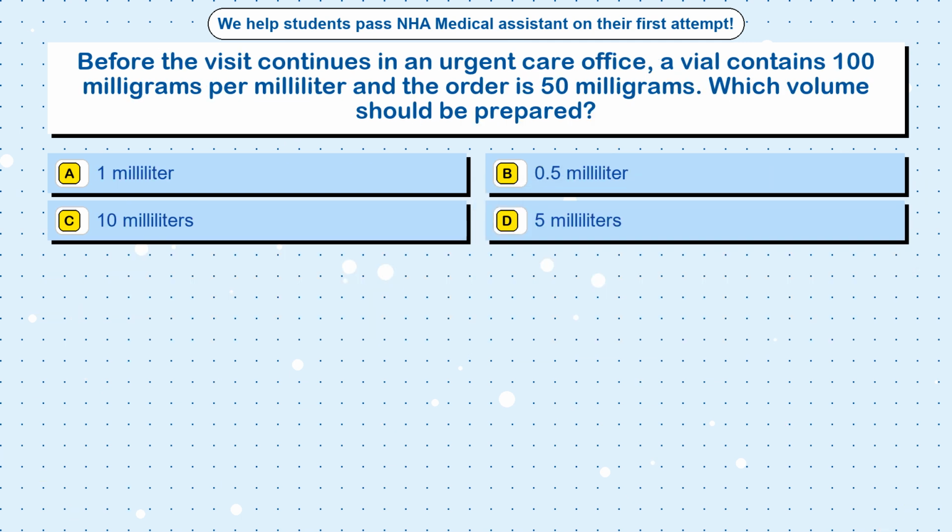Question 2. Before the visit continues in an urgent care office, a vial contains 100 mg per milliliter and the order is 50 mg. Which volume should be prepared? Option A, 1 milliliter. Option B, 0.5 milliliter. Option C, 10 milliliters. Option D, 5 milliliters.